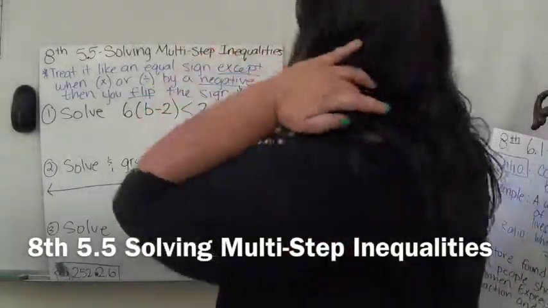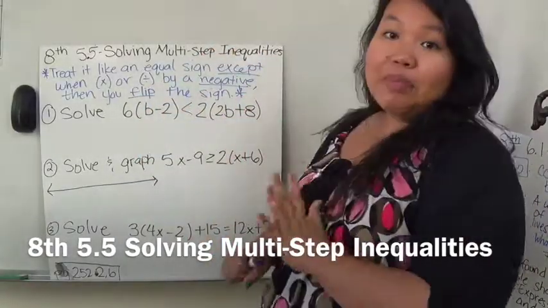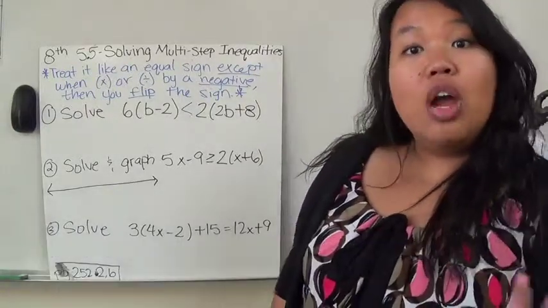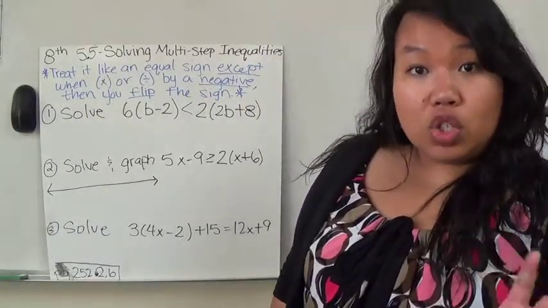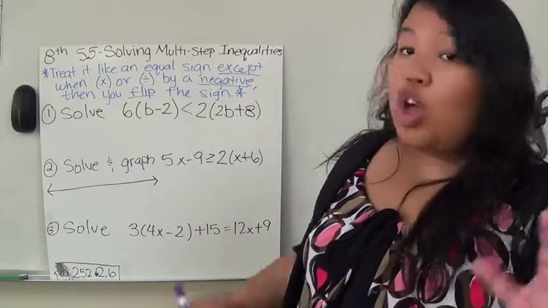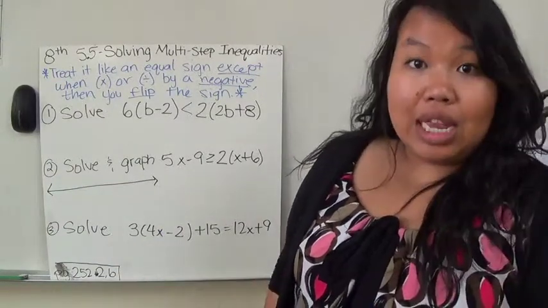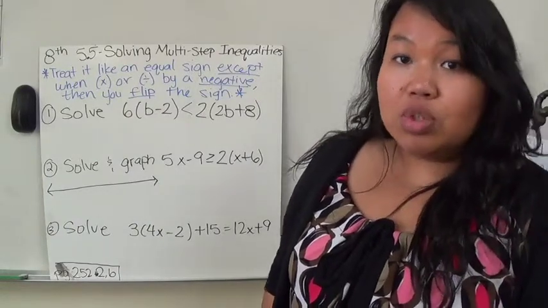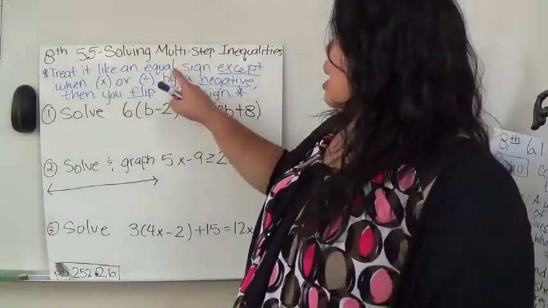In 8th grade, section 5.5, we're dealing with solving multi-step inequalities. So basically, you're going to combine what you learned from 6.1 to 6.2, where you're trying to solve longer problems, but then we're going to add the inequalities to it. So just like last section, it's the same rules.